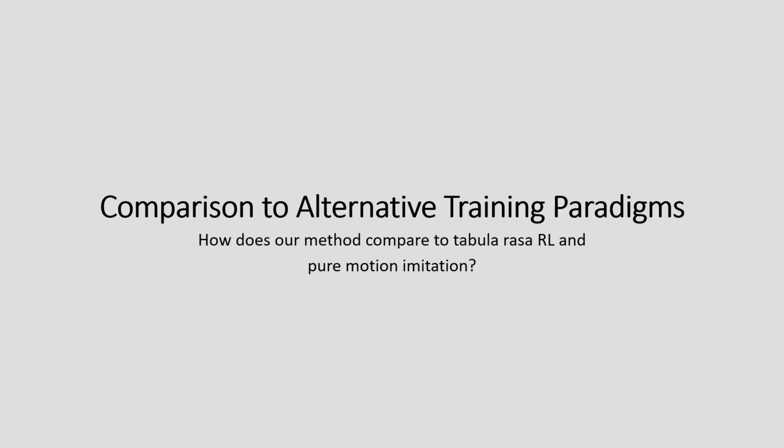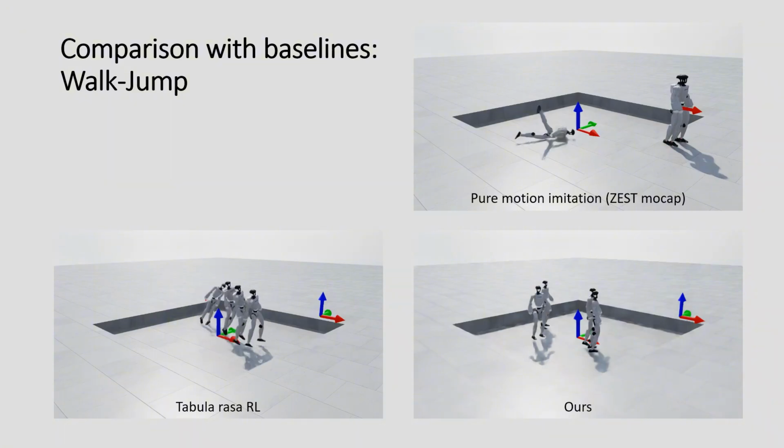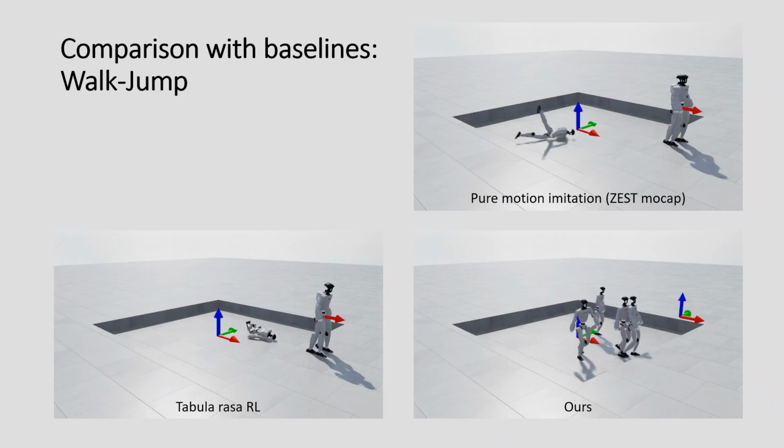We compare our approach to two alternative training paradigms, tabula rasa reinforcement learning and pure motion imitation. In the jump-up example, pure motion imitation augmented with mocap information tends to move backward to better match the reference timing before jumping. Tabula rasa RL produces unnatural jumping behavior. In contrast, our method walks and jumps in a natural and adaptive manner.